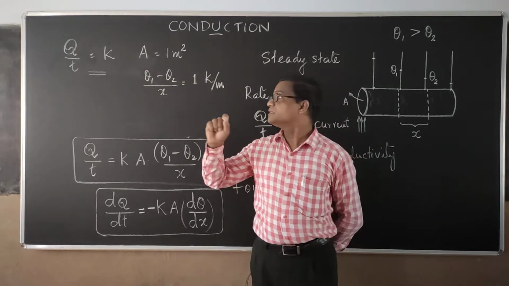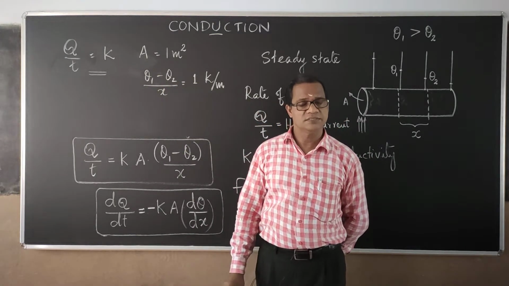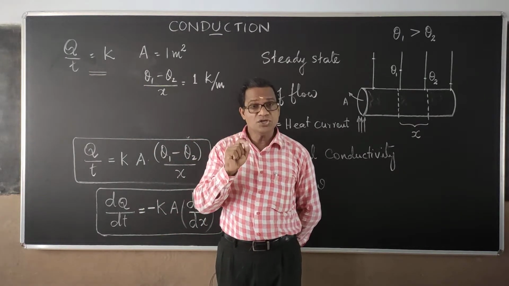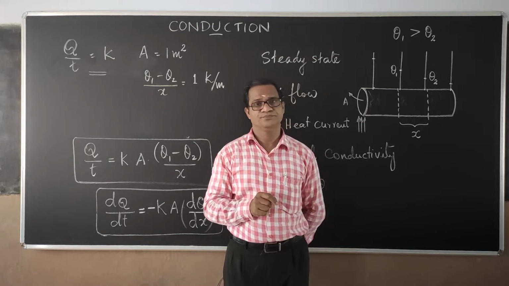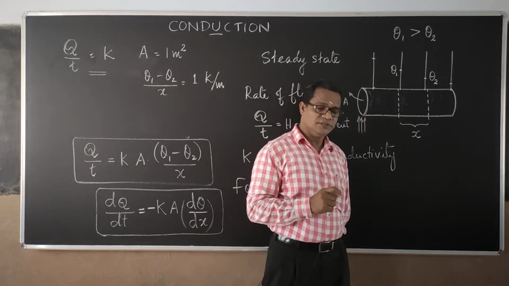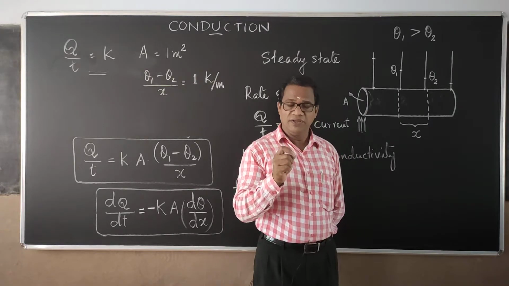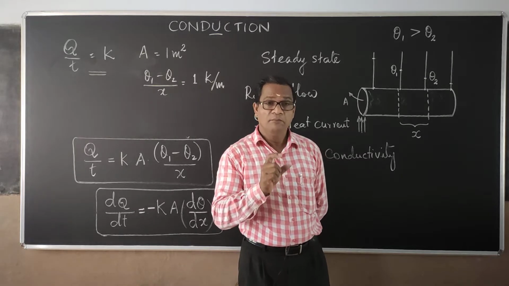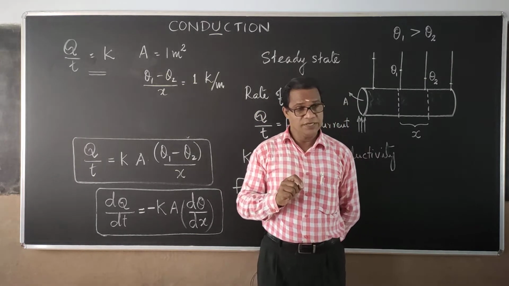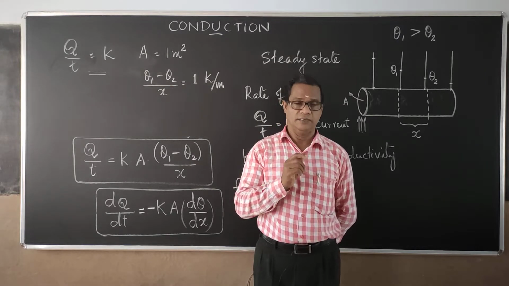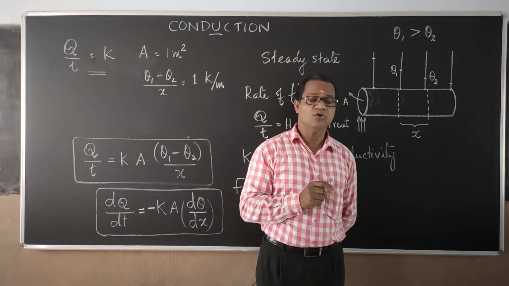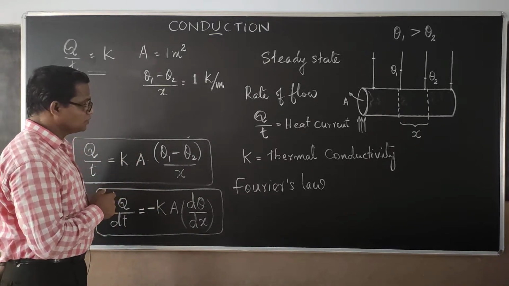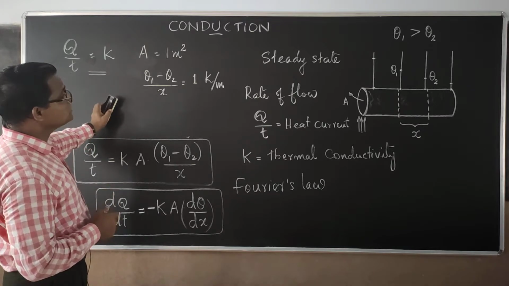So we can define the thermal conductivity of the material as numerically equal to the rate of flow of heat through a section of the conductor having unit area of cross section maintained at unit temperature gradient. This is how we are defining the thermal conductivity. Okay? Now what is its unit?